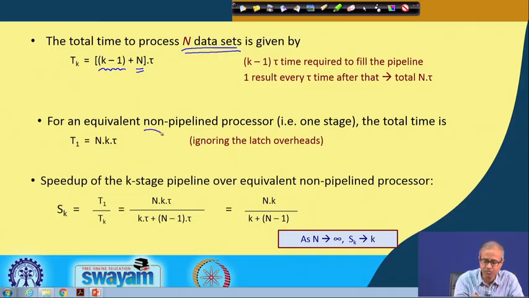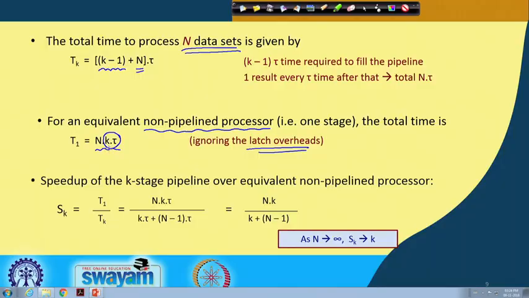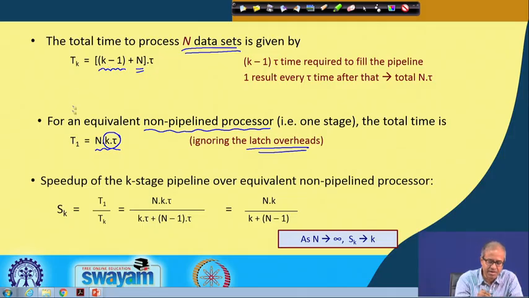Now, if we have an equivalent non-pipelined processor, and if you ignore the latch delays for the time being, they are small, then the total time can be estimated as capital N into k into tau. Let us say k into tau will be the total computation time for the non-pipelined processor. Capital N is the number of data sets, capital N multiplied by that, this will be the total time. So, in a pipeline, how much speed up are we getting? T1 divided by Tk, T1 was the original time and Tk is the time with pipeline. So, if this tau gets cancelled out, you get this expression.